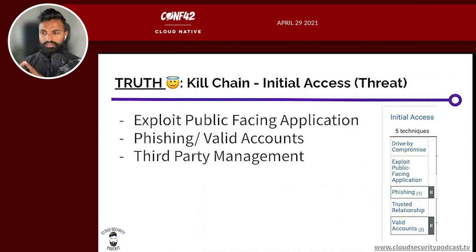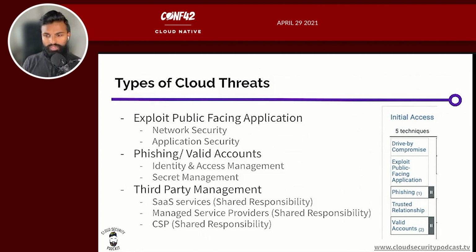If you look at all of these, drive-by compromise, exploit public-facing application, phishing, trusted relationship, and valid accounts, they kind of fall into three big buckets. Someone's exploiting a public-facing application of yours, or someone is successful in getting credentials from one of your staff members, or you're not managing your supply chain or third party in a good way. Let's take a deeper look, because we're talking about threats. I'm not going to give you the high-level definition. Let's go a bit deeper.